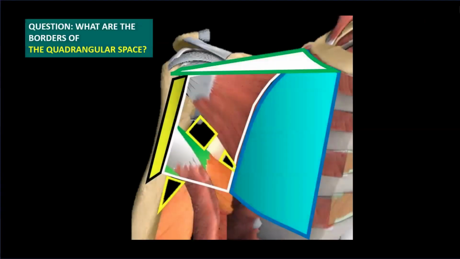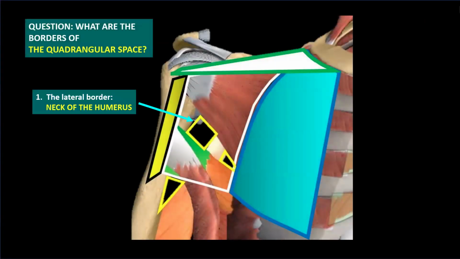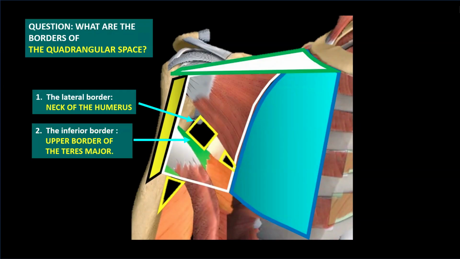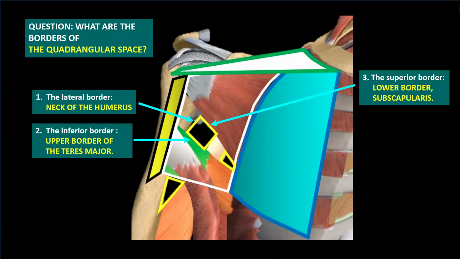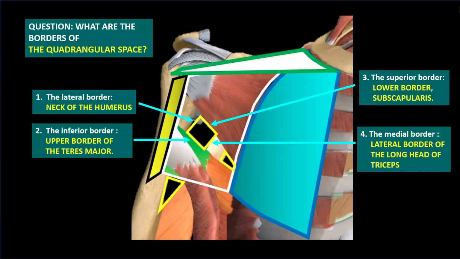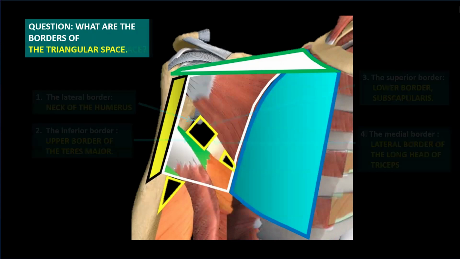Question: what are the borders of the quadrangular space? 1. The lateral border, neck of the humerus. The inferior border is formed by the upper border of the teres major. The superior border is formed by the lower border of the subscapularis. The medial border formed by the lateral border of the long head of triceps.